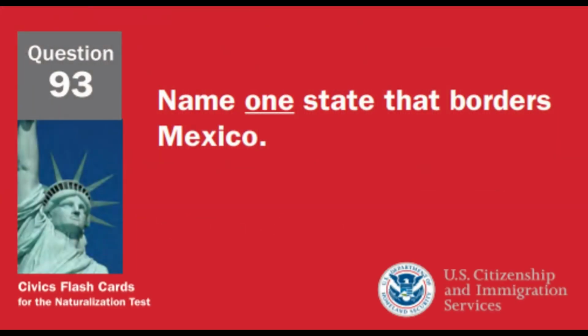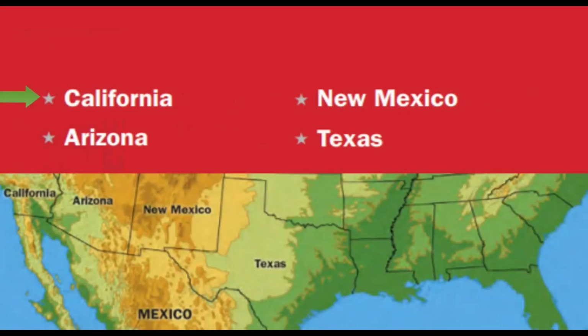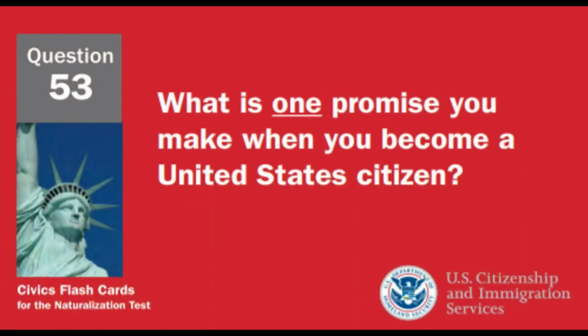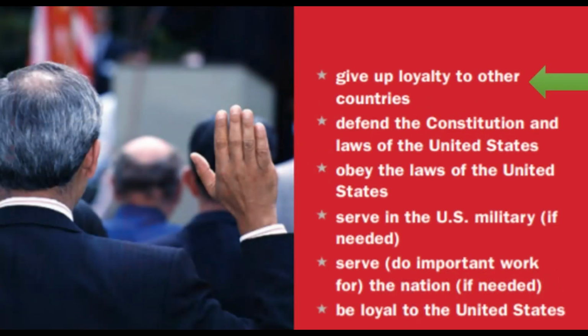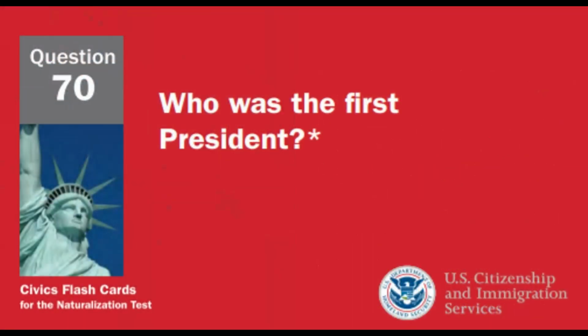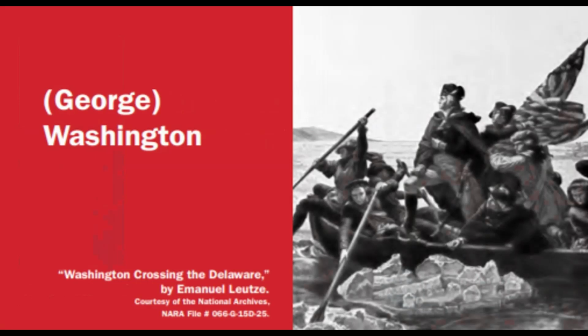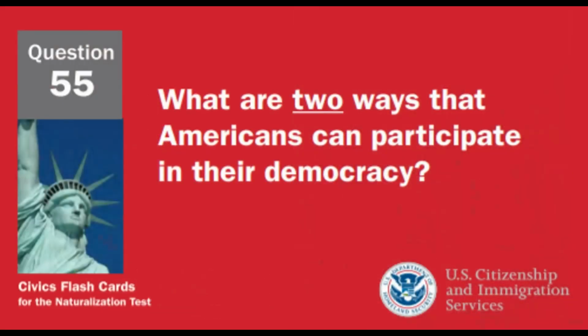Name one state that borders Mexico. California. What is one promise you make when you become a United States citizen? Give up loyalty to other countries. Who was the first president? George Washington. What are two ways that Americans can participate in their democracy?